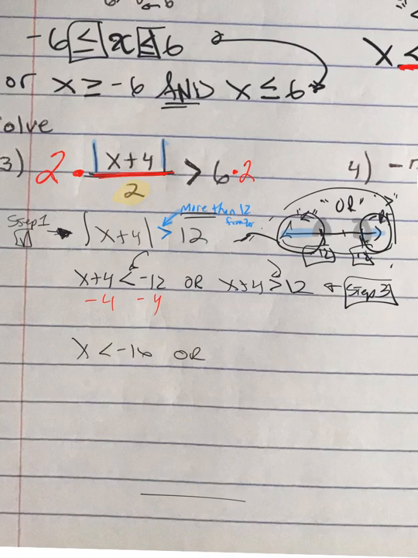Your or has to come down. That is part of your answer. You can't leave that out. Super critical. You can't just start dropping symbols and words, right? So this is your final answer.